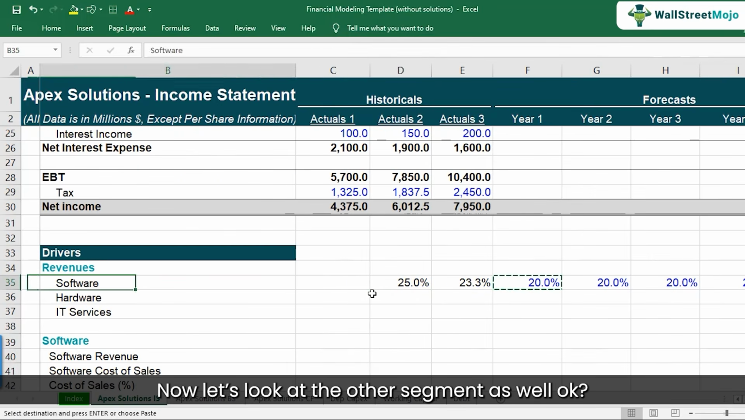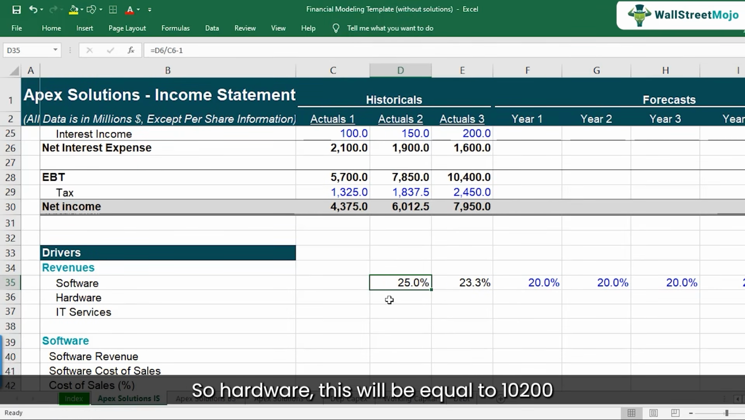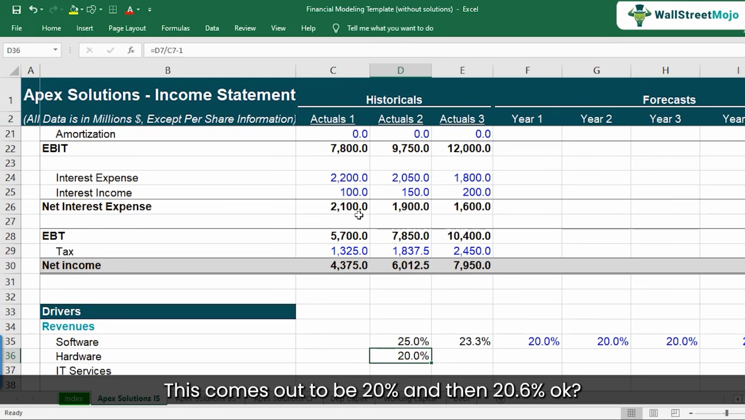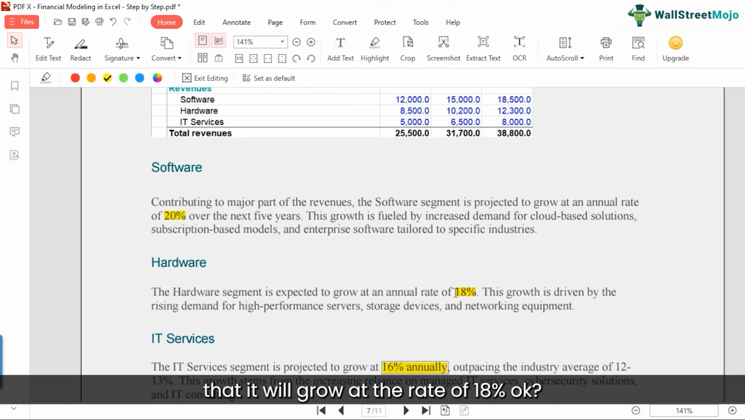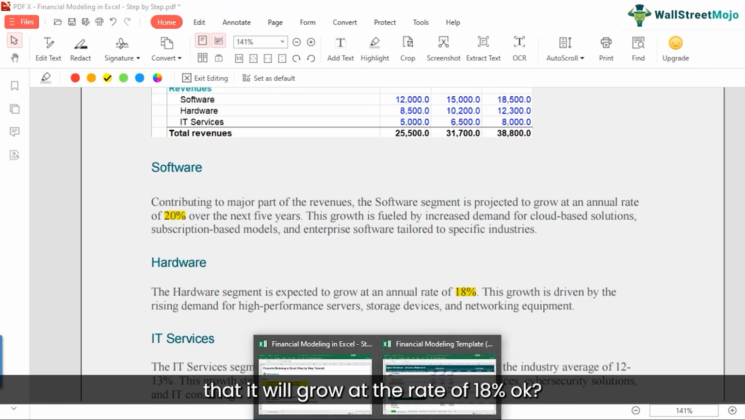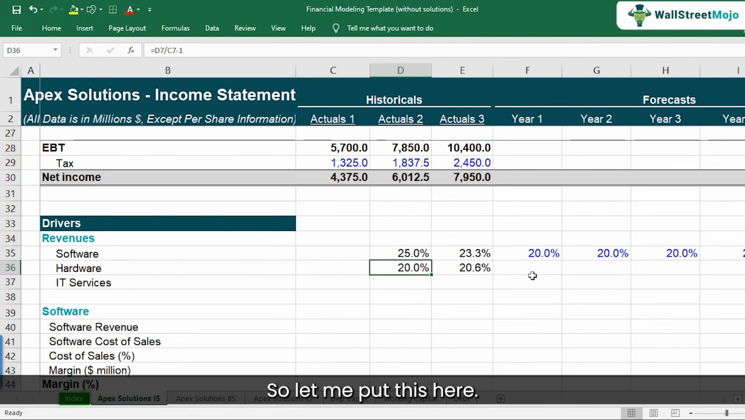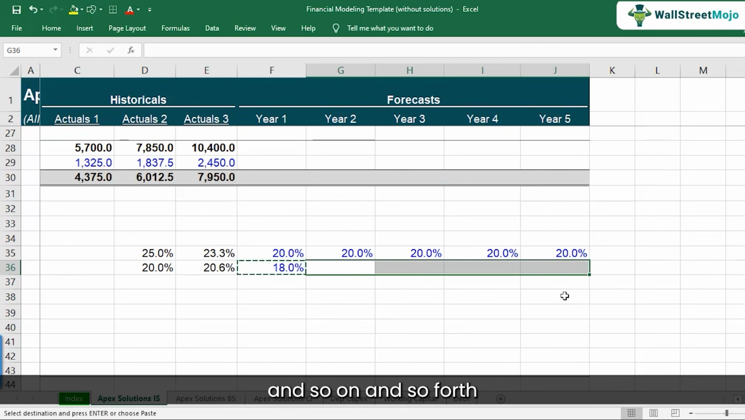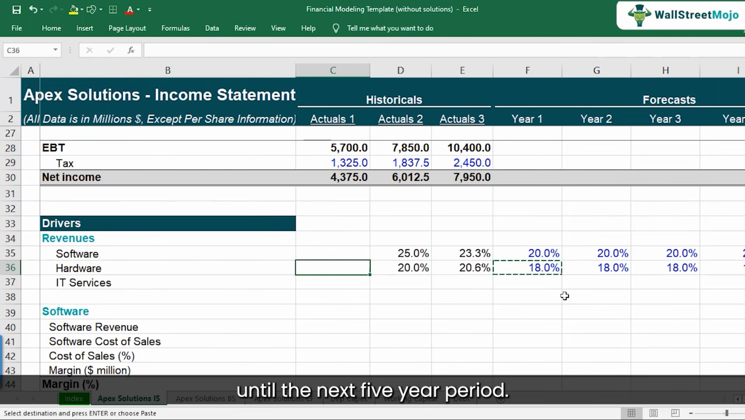Now let's look at the other segments as well. For hardware, this will be equal to 10,200 divided by 8,500 minus 1. This comes out to be 20% and then 20.6%. What was the management's expectation? That it will grow at the rate of 18%. So let me put this here. You can see that all the assumptions which I'm putting manually are blue color coded. So 18% and so on until the next 5-year period.